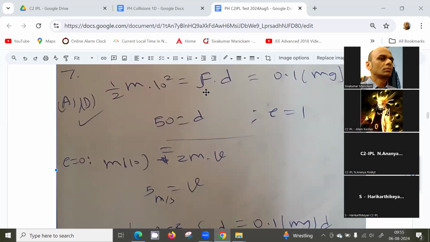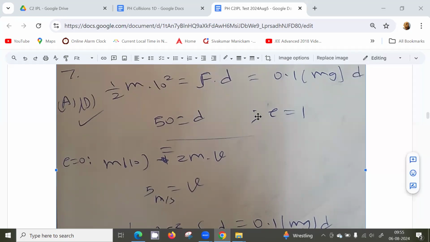And this friction force is mu times the normal reaction. It's a horizontal floor, right? So the normal reaction will be m g of the second block. So the friction force is mu m g, and the distance traveled is d. The m will cancel because of equal masses. From this I get d as 50 meters. This is for the elastic collision.